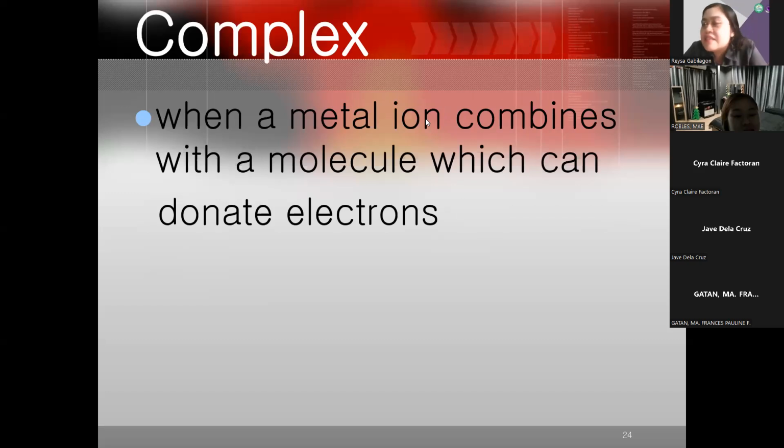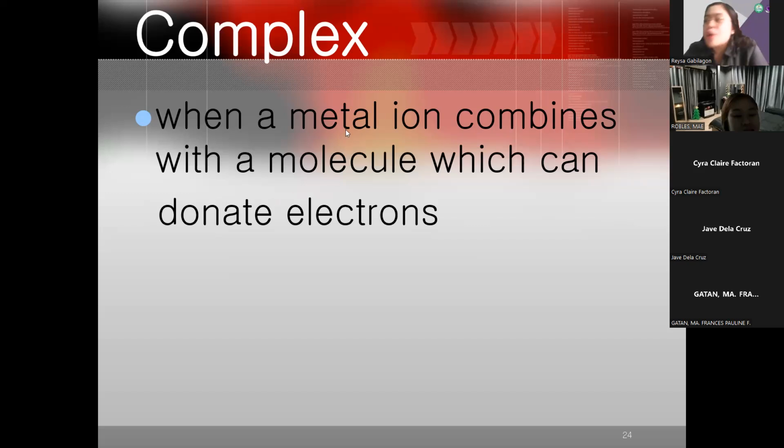EDTA is a chelating agent or a sequestering agent. In the presence of metals, they will form complexes. Okay, mag-form ng complex with the metal. So pag sinabing complex, it's a metal ion that will combine with a molecule that has the ability to donate electrons. So one example again of a substance that is able to donate an electron is the EDTA. Again, it will form a complex with other metals.